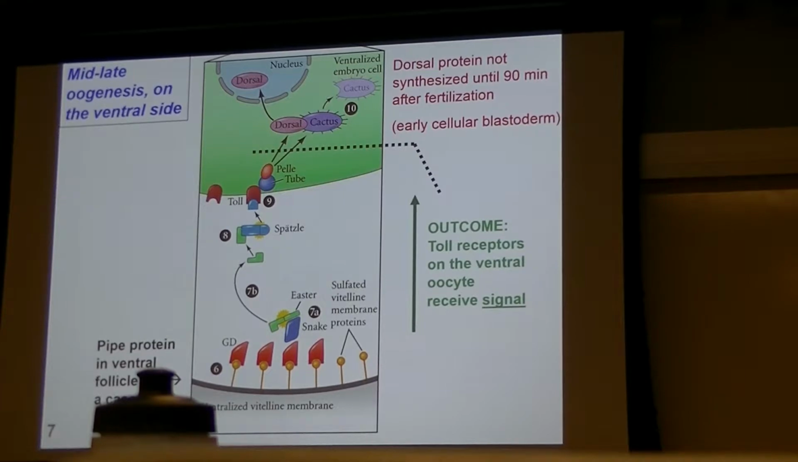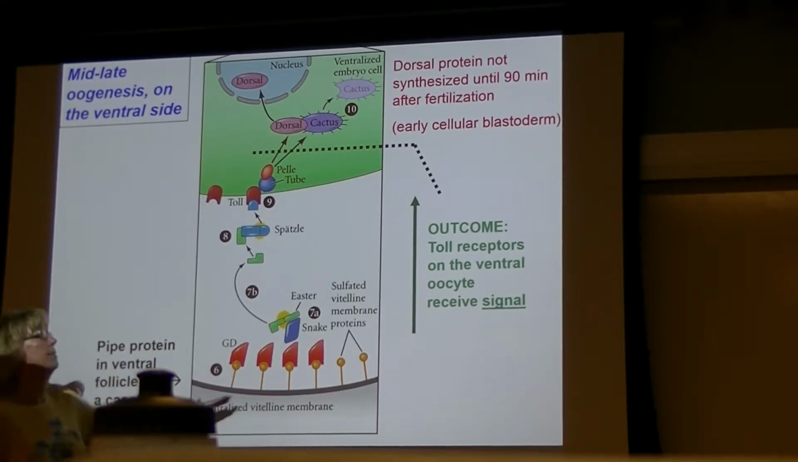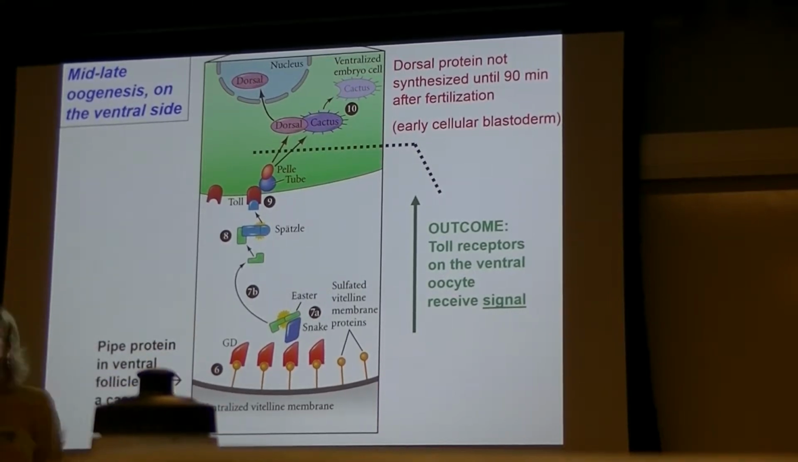You can see on your term sheet two or three genes that are the most important from this lecture to know something about. Dorsal is going to be one of them. I think cactus is another. But as a result of this pipe being here, now we go through this whole signaling cascade. And then down here on the ventral side of the oocyte, we have the question of whether or not this dorsal protein will go into the nucleus.